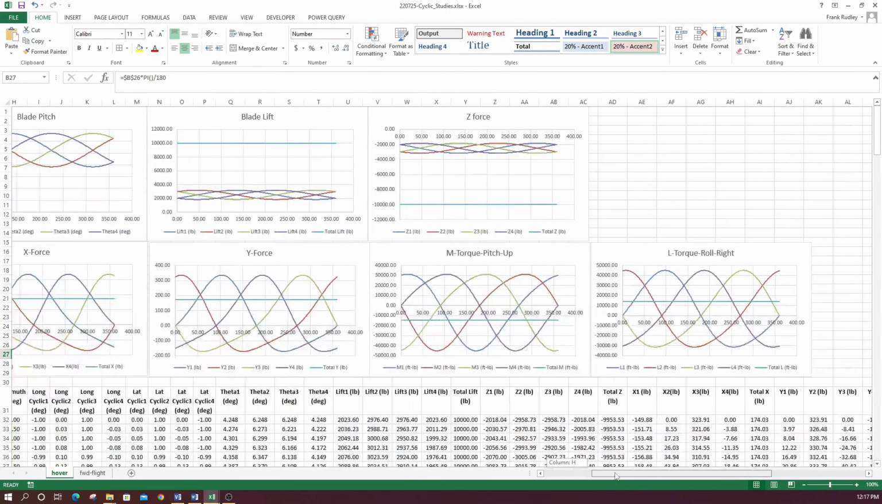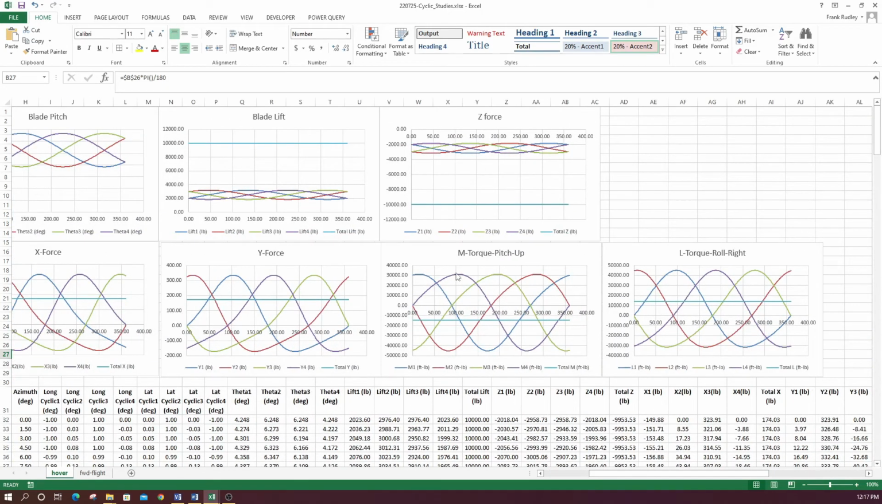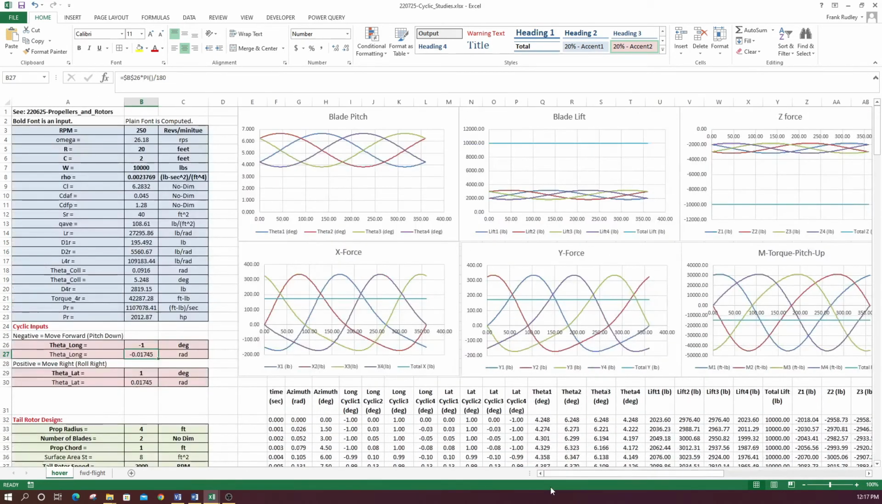So it also looks at the moments. This is the pitching moment. When I put a negative longitudinal cyclic command in, I get a negative pitch movement here. You can see it over here, the blue line, that will make the nose of the aircraft go down. And likewise, you can see I get a right roll moment in the airframe, which will tend to make the aircraft move towards the right. So it's interesting to look at these and see how these work.